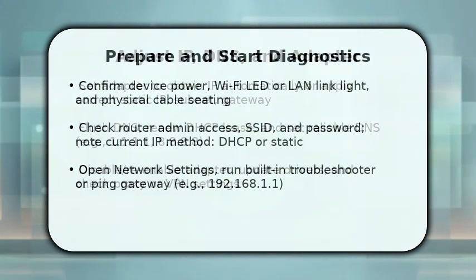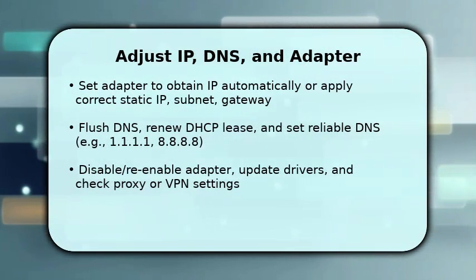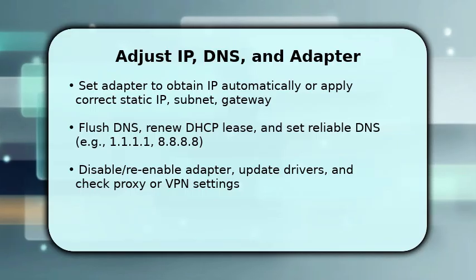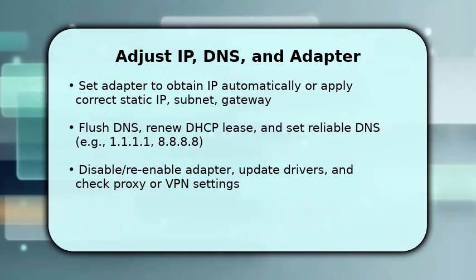Once you have gateway reachability, adjust addressing and name resolution to restore service. If you're using static addressing, confirm the IP, subnet mask, and gateway match the router's LAN. Otherwise, switch to DHCP and renew the lease.